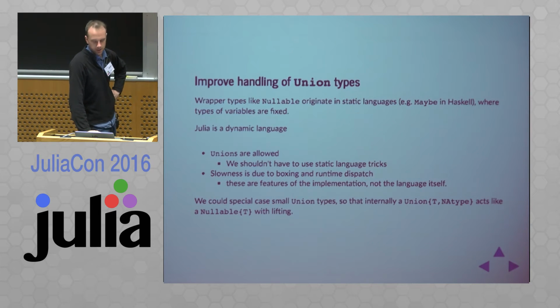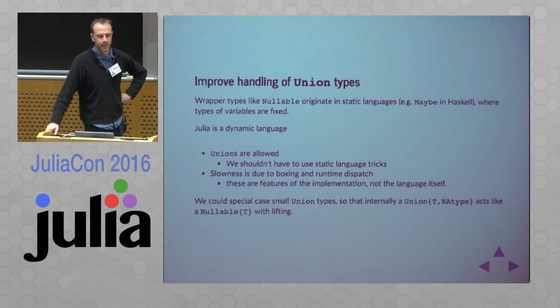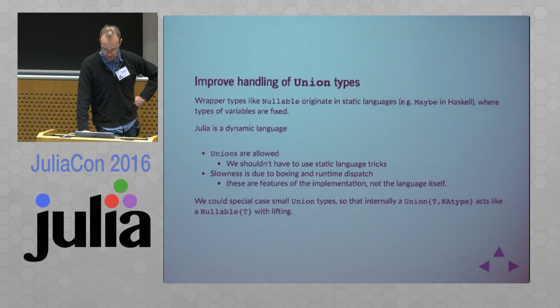But there is an alternative approach, and I think this is worth considering. Fundamentally, the nullable idea originates in static languages. Obviously the canonical example is the Maybe in Haskell, I guess. But Julia fundamentally is a dynamic language, and the fact that we have union types means we should be able to use them. The fact that they're slow isn't a consequence of the language; it's more a consequence of the implementation. So we could fix that implementation. Unfortunately, that would require quite a reasonable amount of architectural change, so it's probably not going to happen anytime soon. But ideally, I think it would perhaps be the nicest solution to this problem.